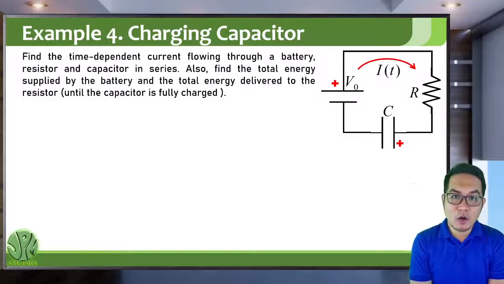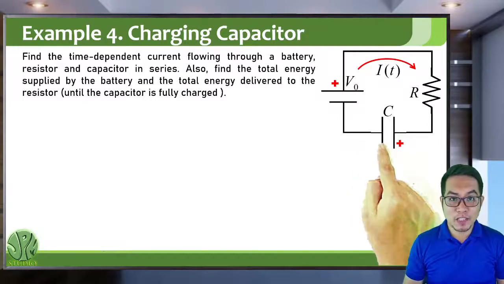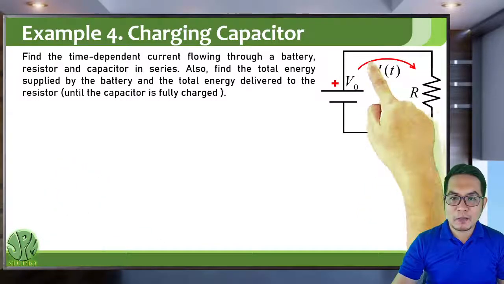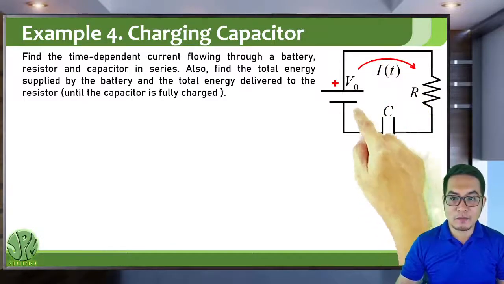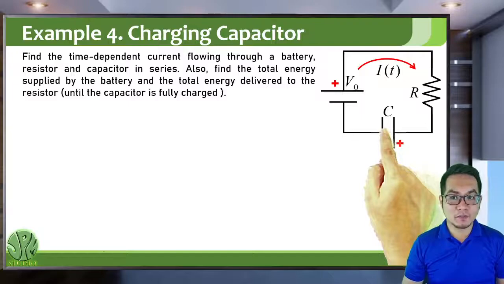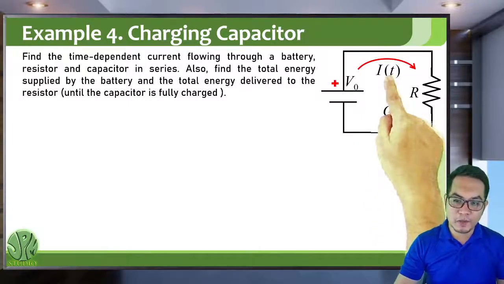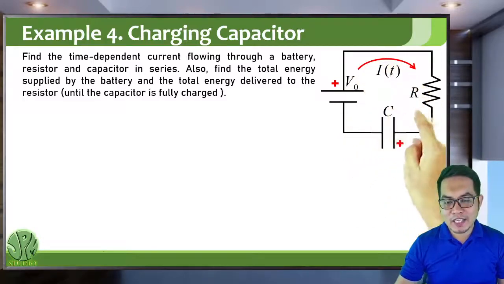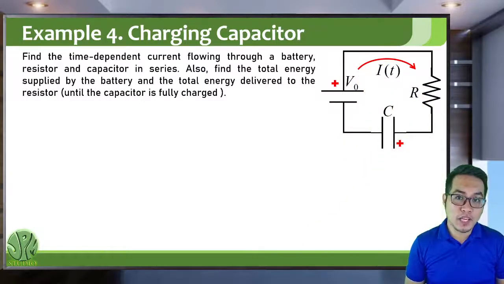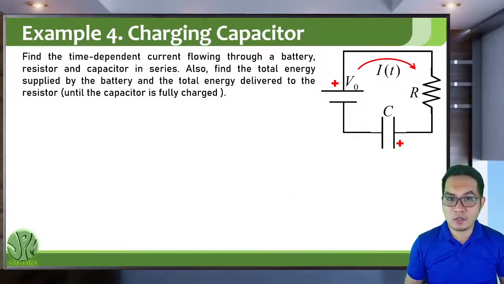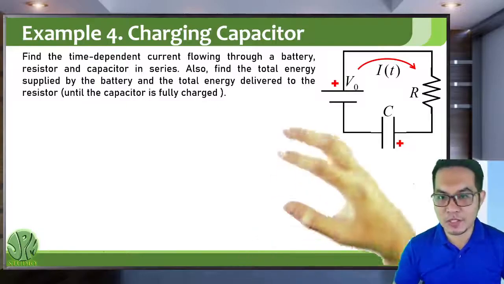Take note that current only flows when there is a difference in potential. Originally, the capacitor has zero charge, so it has zero potential. But as time goes on, the current supplied by the battery is decreasing, because some of that energy is delivered to the resistor and is used to charge the capacitor. Similar to the previous problem, the current is decreasing in this case, and it will become zero when the capacitor becomes fully charged, meaning the potential of the capacitor is now equal to the potential of the source, V0. So there's no more current flowing, because there's no difference in potential.